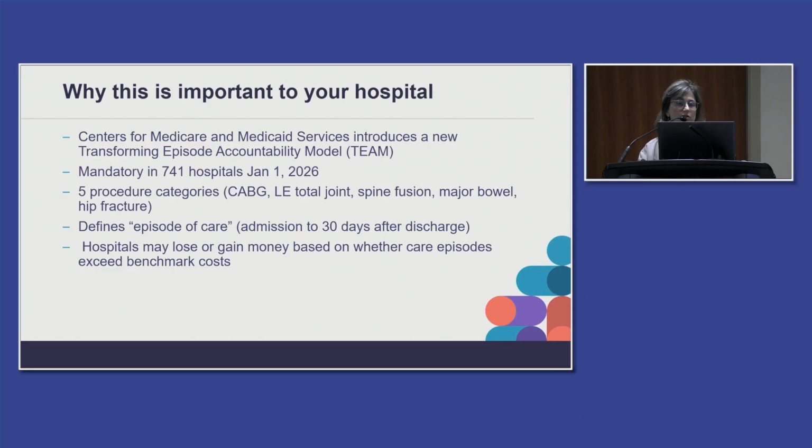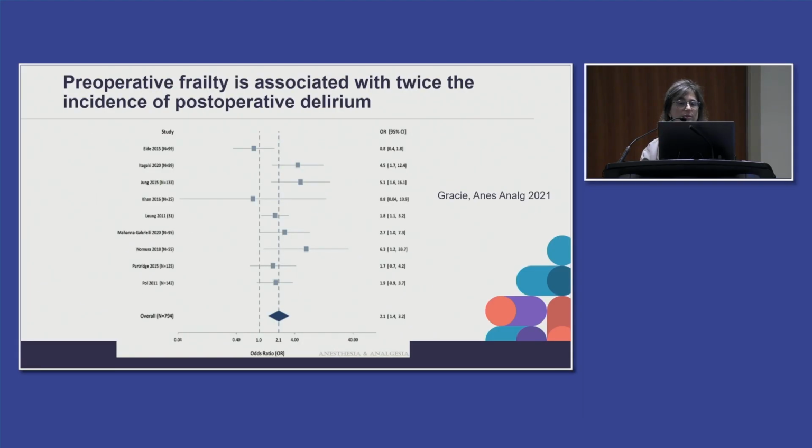There are 5 major procedure categories. These include CABG, lower extremity total joint, spine fusion, major bowel, and hip fracture. And they're defining episode of care as admission up to 30 days after discharge. Hospitals are at risk of losing serious money based on whether the care episode, all the way from pre-op through 30 days, exceeds benchmark costs. And, spoiler alert, they're going to be looking pretty hard at preoperative evaluation to think about how we can identify people who may have these problems proactively and help them so that they don't cost more money in that pre-op to 30-day period. We're all going to be asked to be part of that.